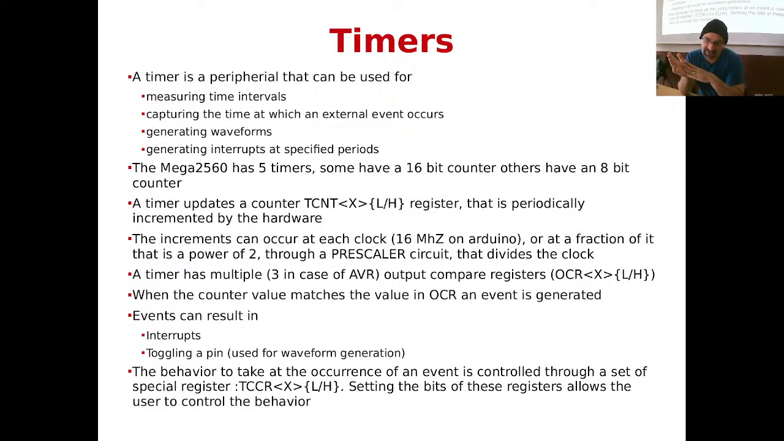Some are 16 bits, some are 8 bits. What does it mean, 8 bits or 16 bits? 8-bit can count up to 255, and 16-bit can count up to 2 to the 16 minus 1, because then it restarts from 0. That's the difference between the timers. The increments are attached to the clock. So a timer can count at 16 megahertz, because Arduino has a clock of 16 megahertz, which means the period could be 1 divided by 16 million, the frequency of counting.